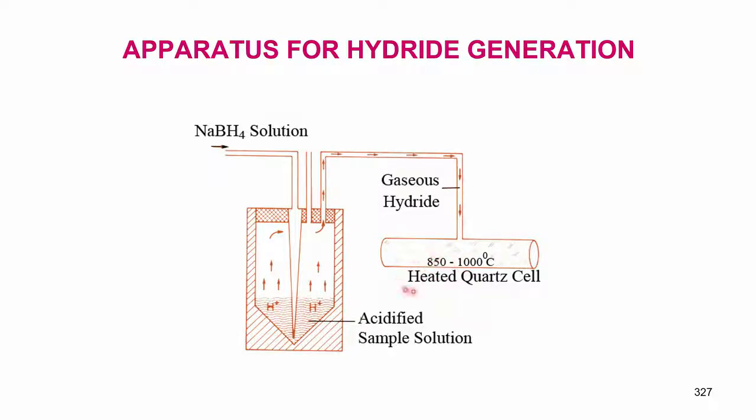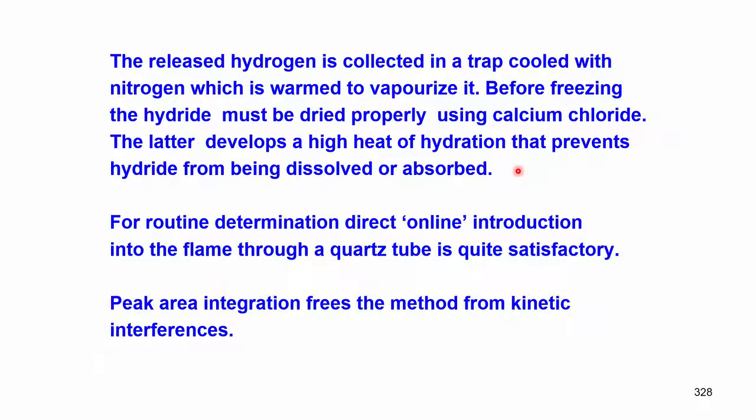So what happens? In the flame, the quartz cell gets heated up to 850 to 1000 degrees centigrade. Okay. So this is the technique. It is a very simple technique, but it has to be air sealed, and all those attendant problems need to be taken care of. Okay. So the released hydrogen is collected in a trap cooled with nitrogen, which is warmed to vaporize it. We can have a trap also.